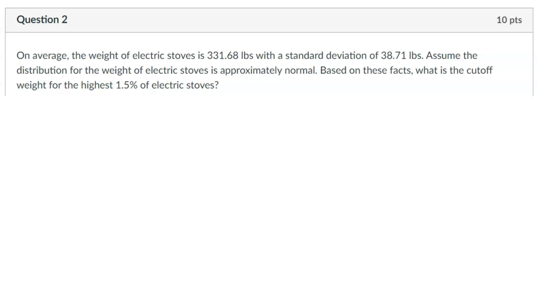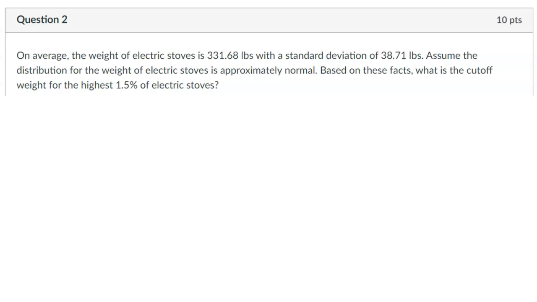Let me read the problem. On average, the weight of electric stoves is 331.68 pounds, with a standard deviation of 38.71 pounds. Assume the distribution for the weight of electric stoves is approximately normal. Based on these facts, what is the cutoff weight for the highest 1.5% of electric stoves?